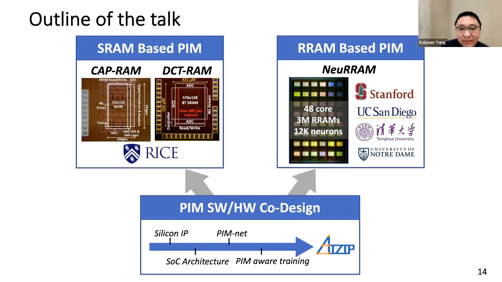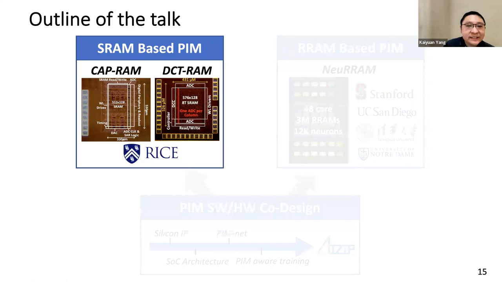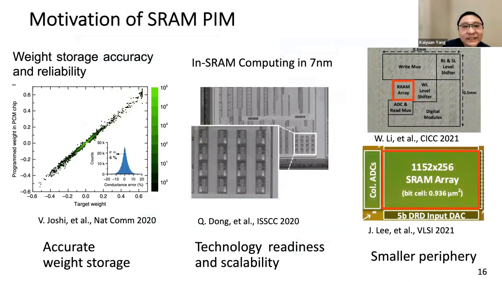So next, I will start with the SRAM-based PIM. SRAM is a very widely used memory device. It's almost existing in every single digital computing chip you have. It's widely available. It has several benefits over other competing memory technologies for processing in memory.